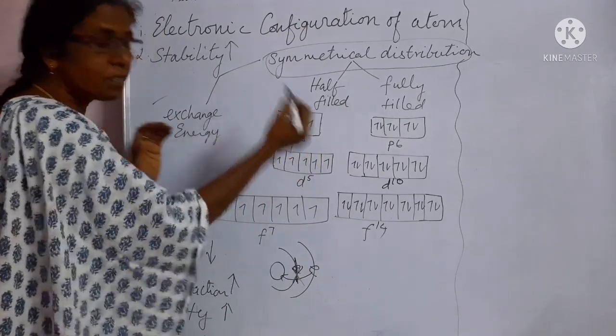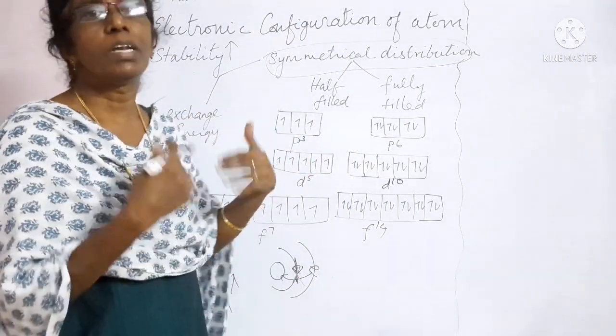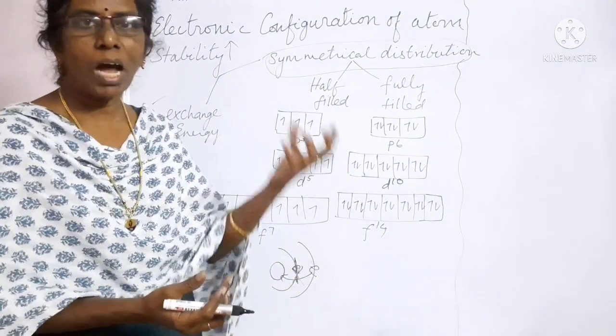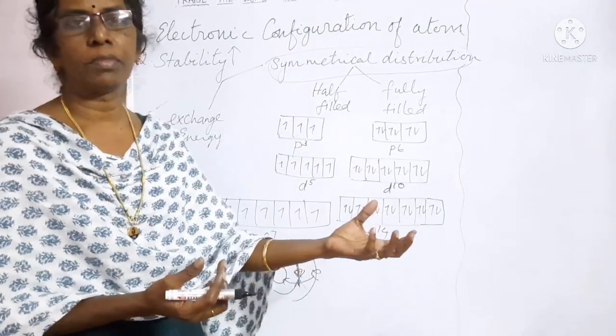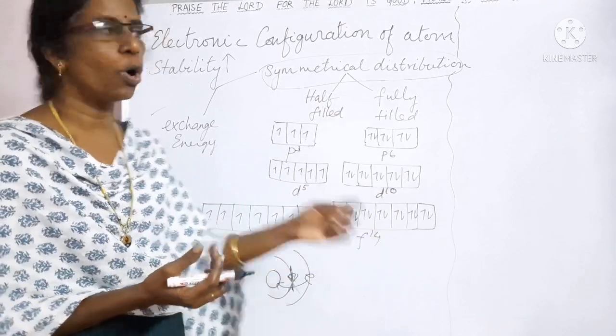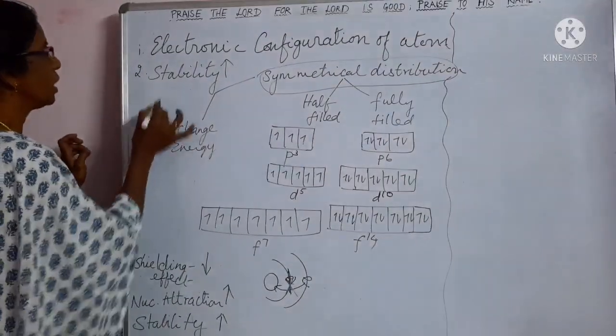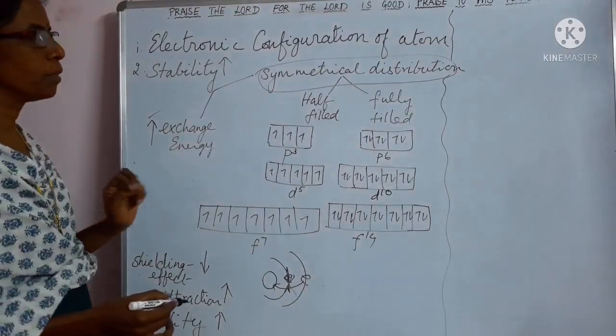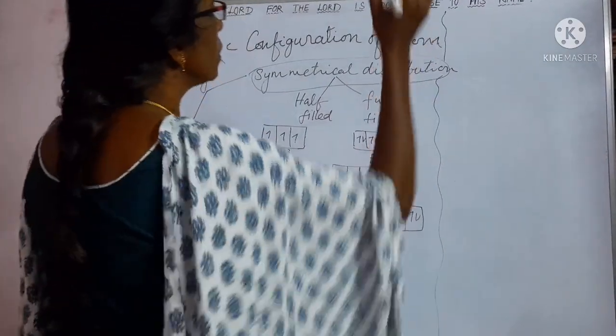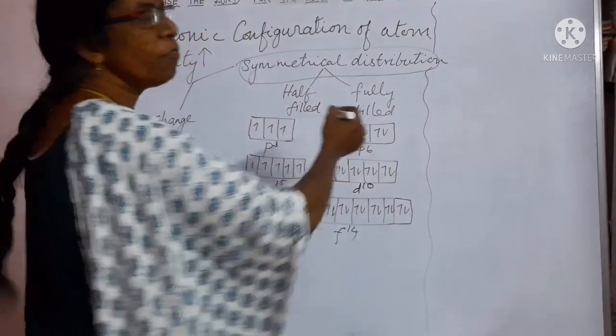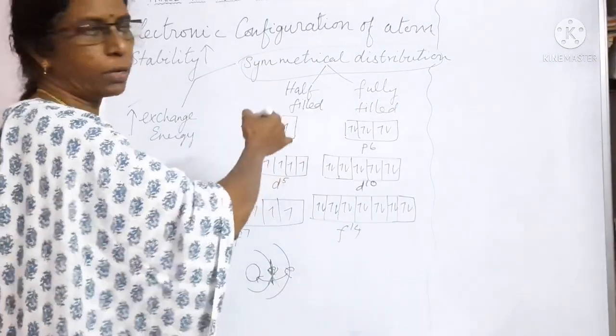So during this exchange, they will release energy. The amount of energy released is called exchange energy. So greater the exchange energy, greater will be the stability. So let us calculate and see what is the exchange energy for fully filled or half filled configuration.